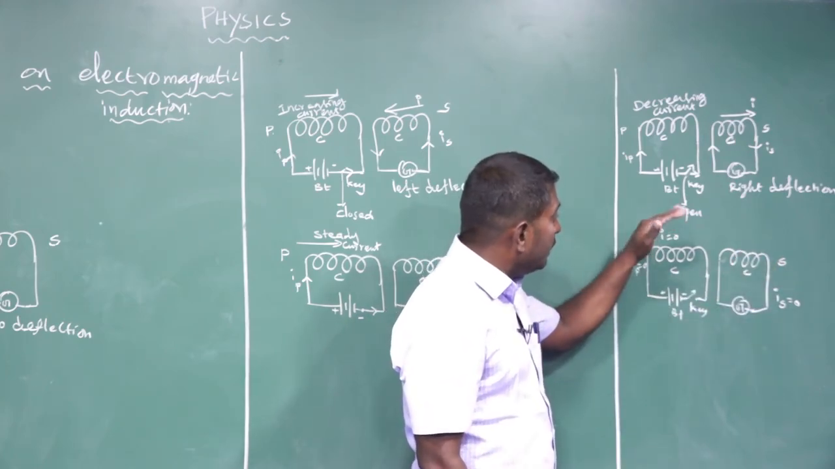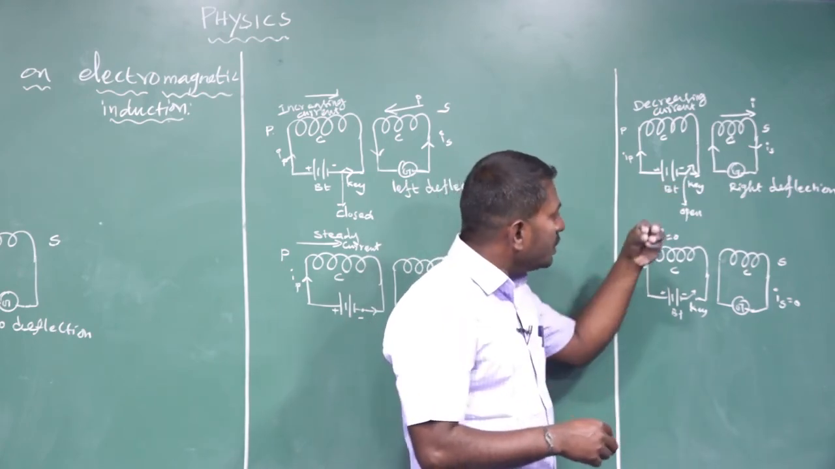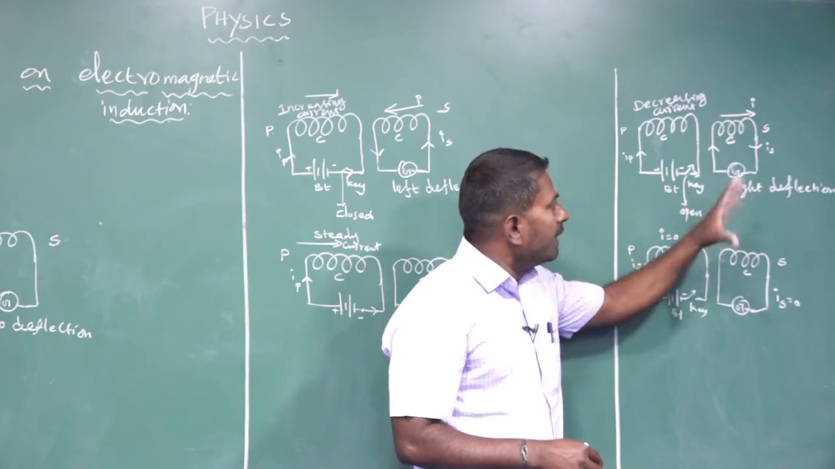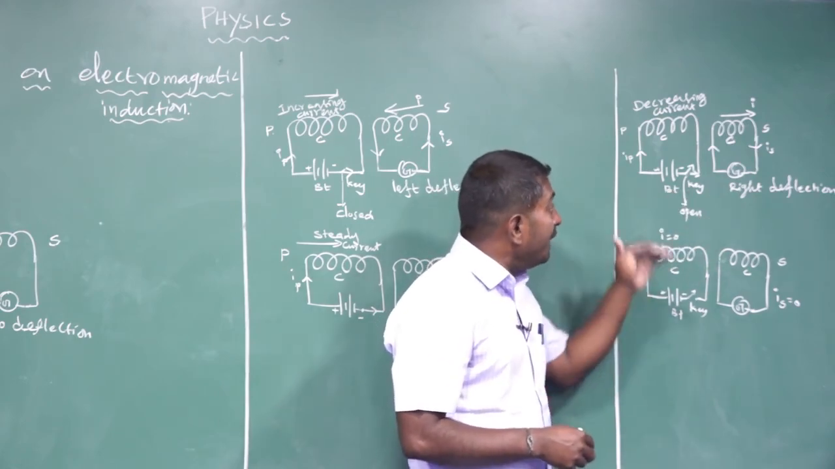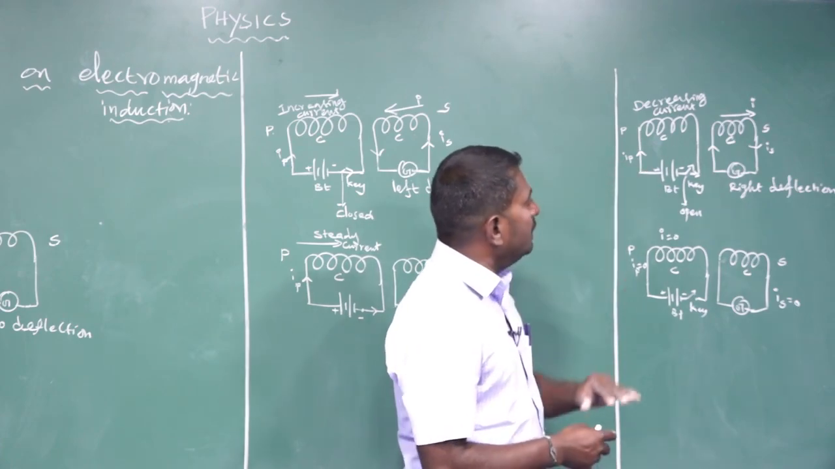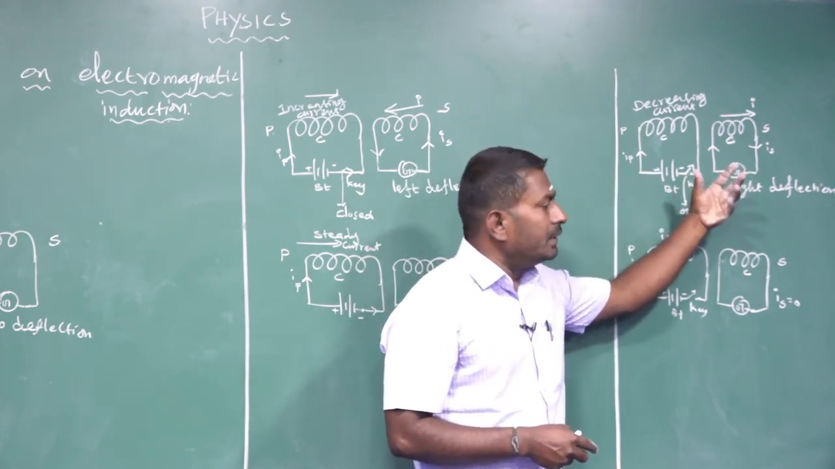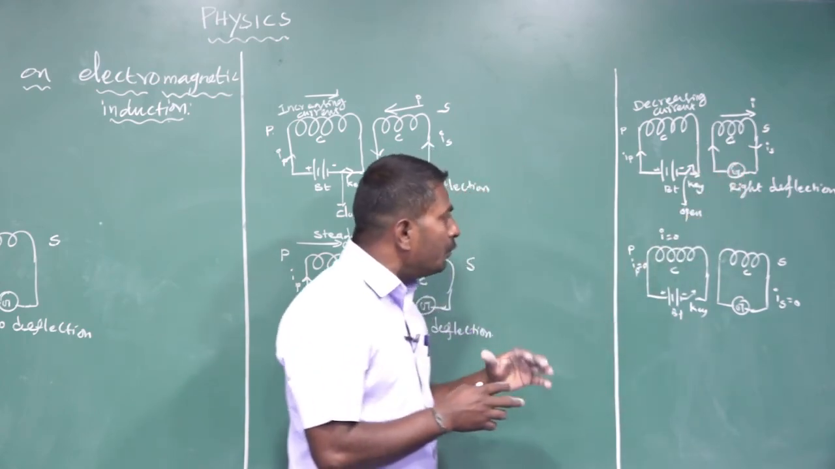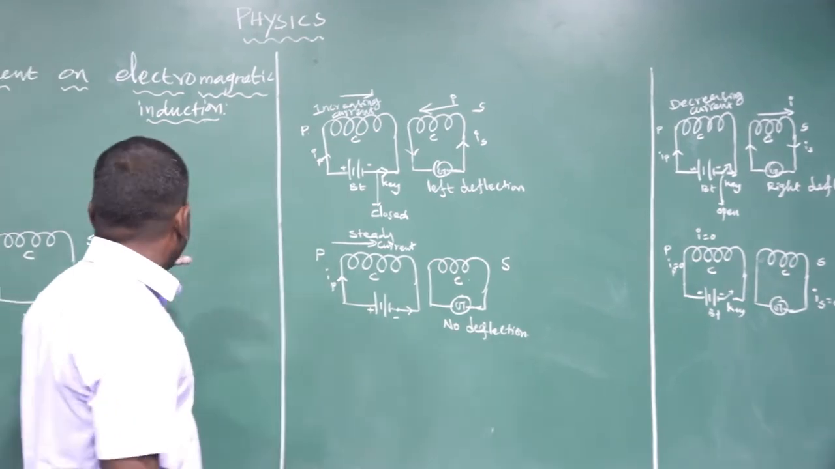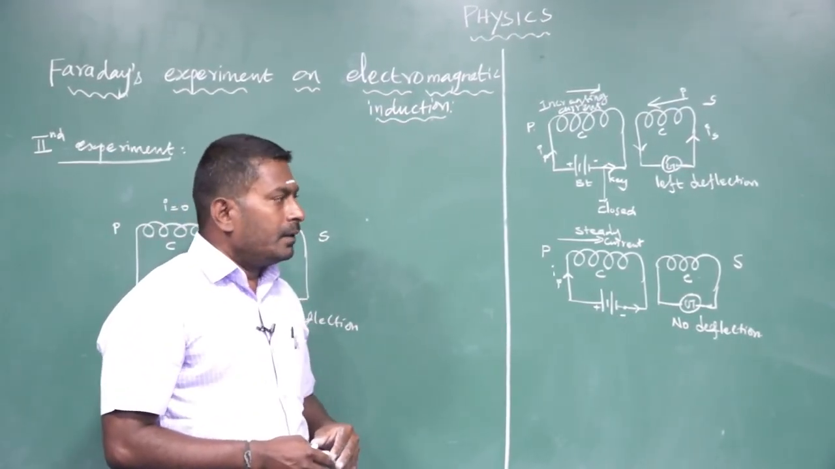But when the electric current in the primary closed circuit is 0, there is no electric current set up in the secondary closed circuit. And also, if the electric current reaches a steady value in the primary closed circuit, there is no electric current set up in the secondary closed circuit. That is a very, very important conclusion from Faraday's second experiment to demonstrate electromagnetic induction.